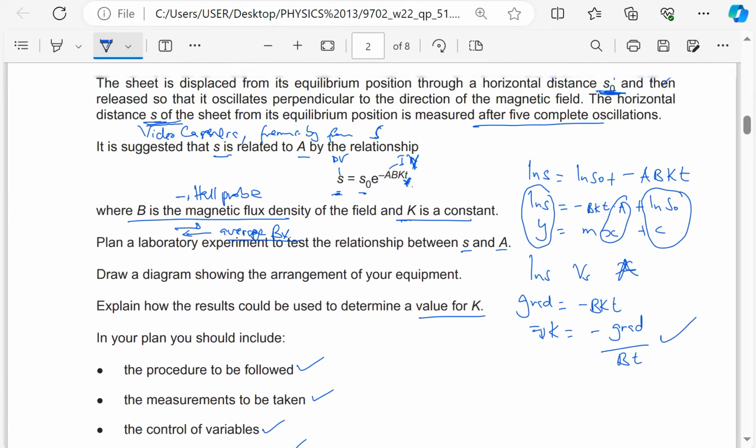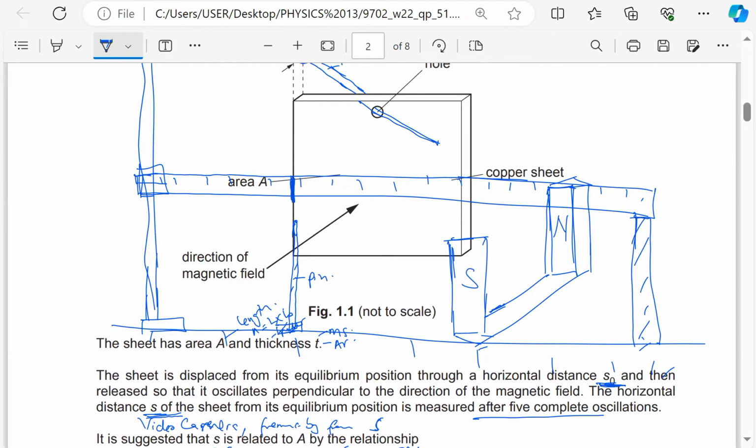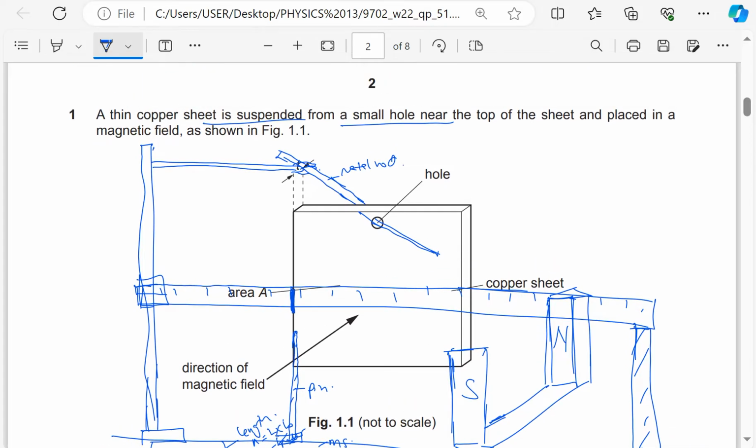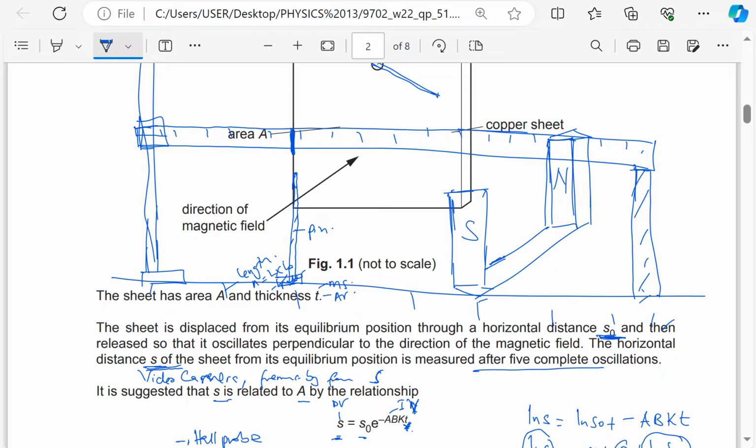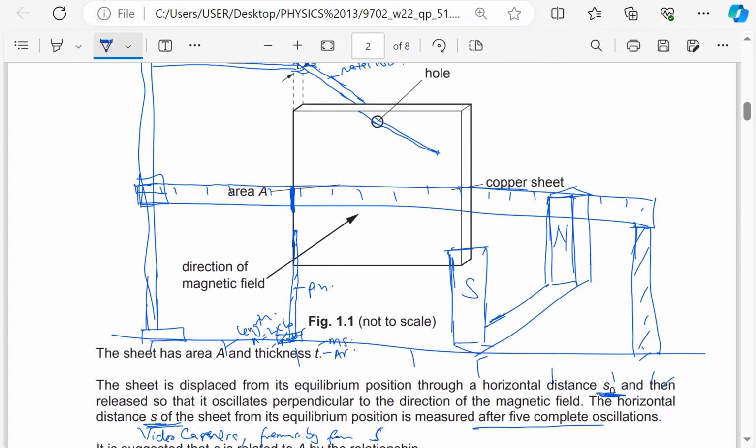Safety precautions. This is a copper sheet which could cause cuts on your hands. So for safety, I may use gloves to protect hands from cuts on the edges. Alternatively, I'll put a cushion at the bottom here, just in case the copper sheet falls. I could put a cushion, or I could put a sand tray at the bottom here.